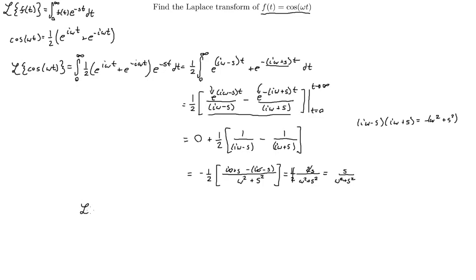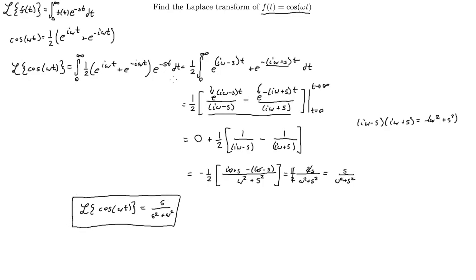So we have the Laplace transform of cosine omega t is equal to s squared over s squared plus omega squared. And that should not be s squared. That should just be an s to the first power. Got carried away with the squares there. So this right here is our final answer, right?